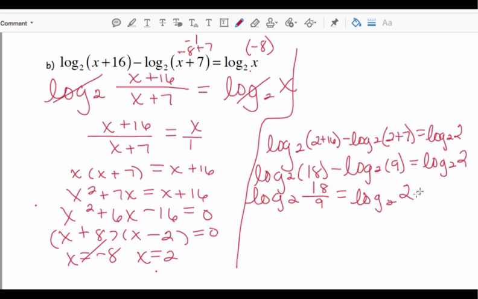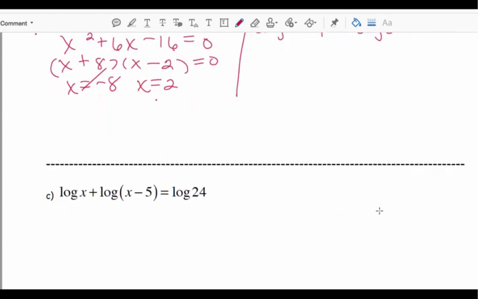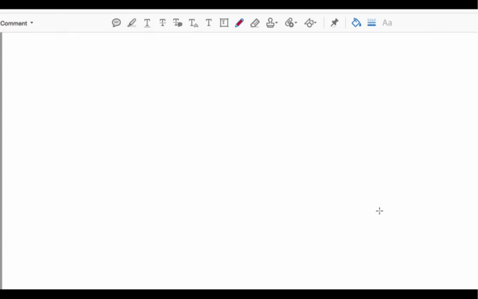And I can just stop there. I can already see that it's going to work. 18 divided by 9 is 2. And you get log base 2 of 2 equals log base 2 of 2. So that one checks. And then finally the last problem that we have right here is addition, and addition turns to multiplication. We're going to use the product rule.